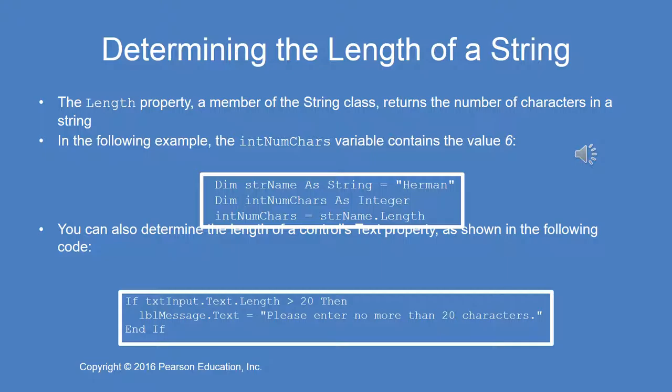You can also determine the length of a control's Text property using the following code. So if txtInput.Text.Length is greater than 20, then we're displaying a message. We're taking the Text property and its Length property. That would be whatever text is stored in the Text property of txtInput. We can determine its length as a numeric value. In this particular case, if it's greater than 20, we're prompting the user to please enter no more than 20 characters.